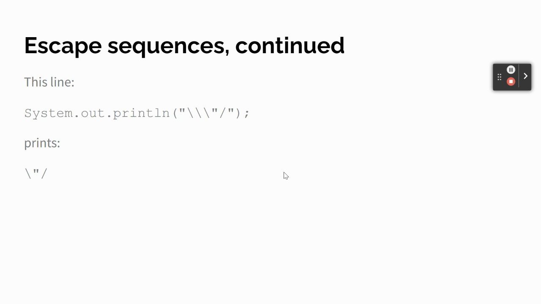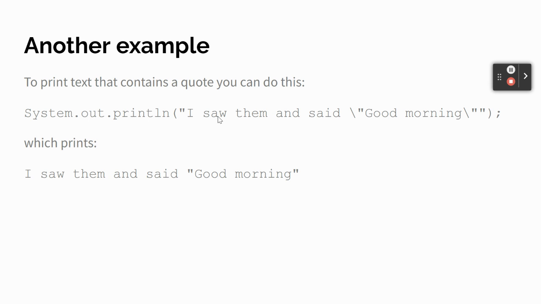Here's a crazy looking one: backslash, backslash, backslash, quote, backslash, quote. That prints this, because the 2 backslashes print a backslash, and then backslash quote prints a quote, and then the last backslash is just a backslash. It's a little crazy, but here's another example: I saw them and said backslash quote good morning backslash quote, and that's what it prints out. I saw them and said good morning with quotes around it.